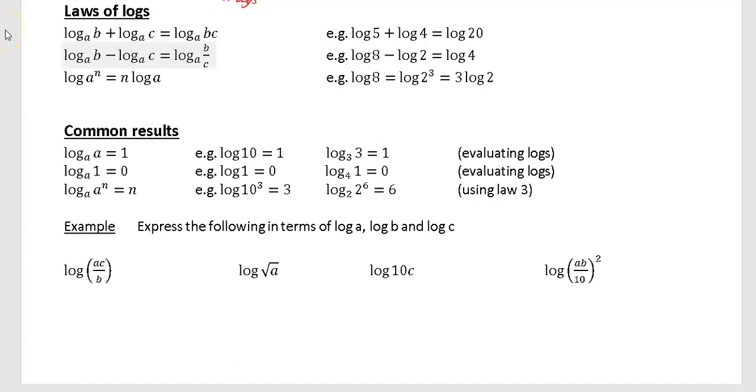In this video, we're going to be looking at our laws of logs. Now, there's three laws really which are very important to us, and then a couple of extra things which are good results. The first one is, and this is very important, they all have the same base.